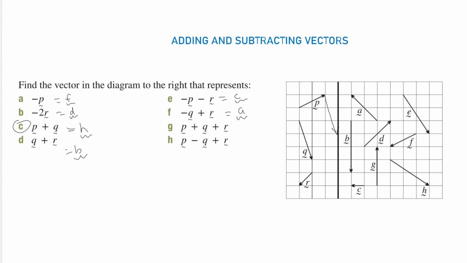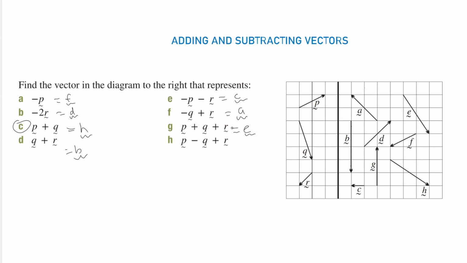So now q is done, and for r, the head of q must meet with the tail of r, so it's just like that. And then our connecting vector going in the opposite direction is like that, and it has a rise of -3 and a run of 2, hence our vector is vector E.